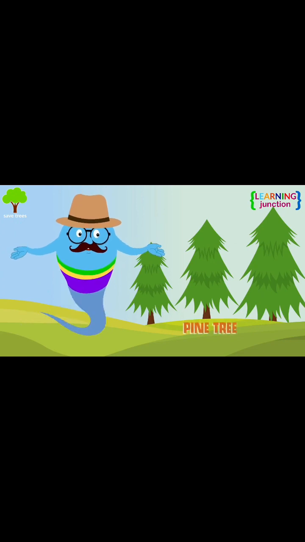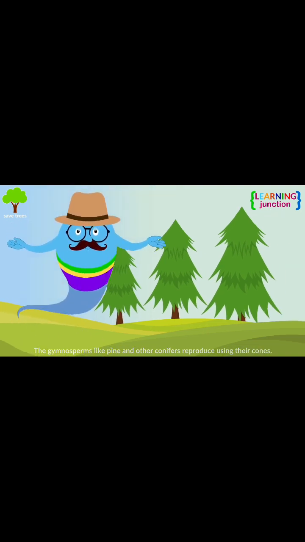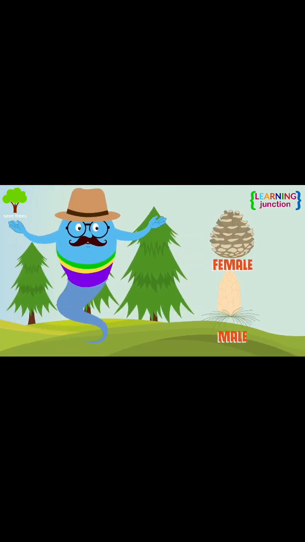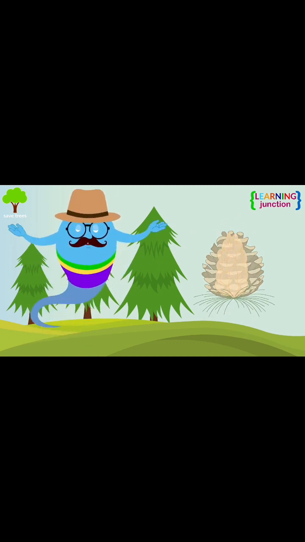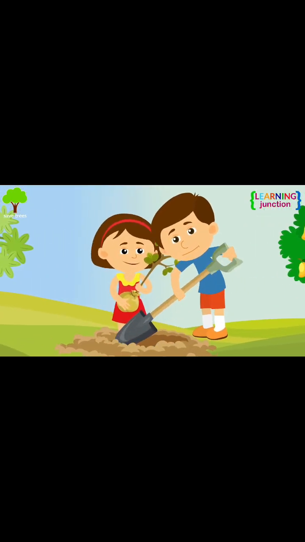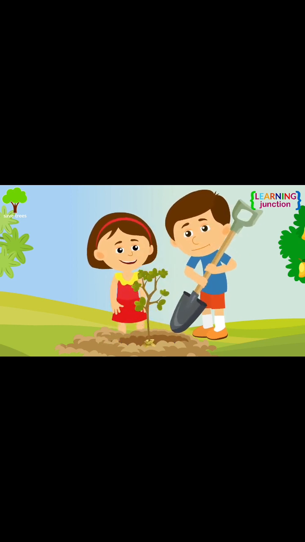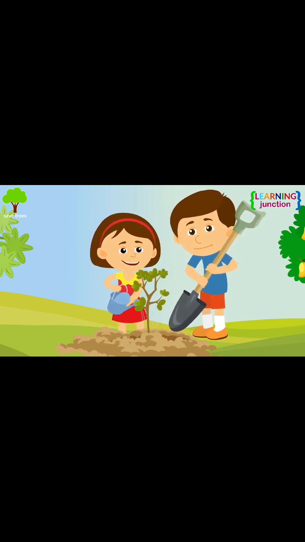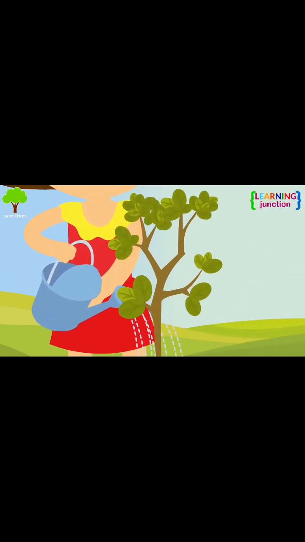Now look at this pine tree. The gymnosperms, like pine and other conifers, reproduce using their cones. If the pollen lands on a female cone, then the female cone will produce seeds. After this, new plants grow from the seed. Besides providing oxygen for you to breathe, plants make life on Earth sustainable. So, we should take care of the plants.